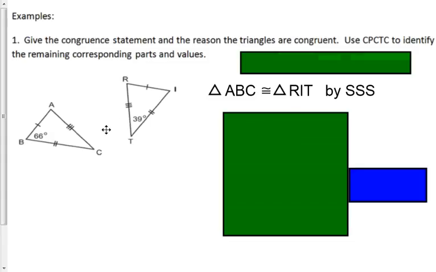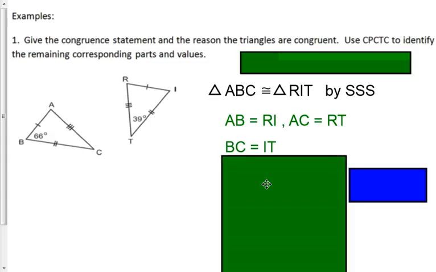Moving on from there, we need to use our corresponding parts of congruent triangles to identify the remaining corresponding parts. Well, again, if all of these sides are congruent to each other, or at least it's telling us that, we know that AB equals RI, A to B, R to I. A to C is the same as R to T, and B to C is the same as I to T. So those are all of our sides being congruent to each other.